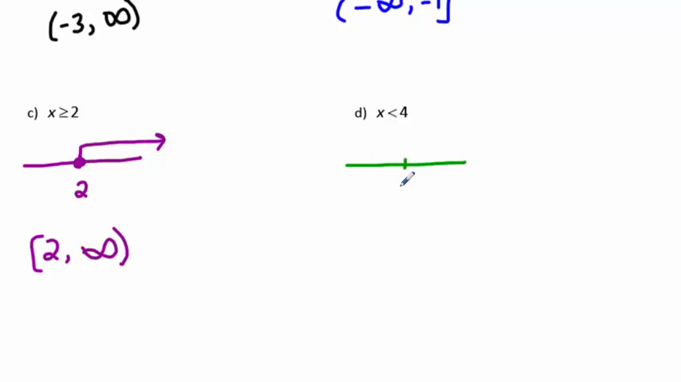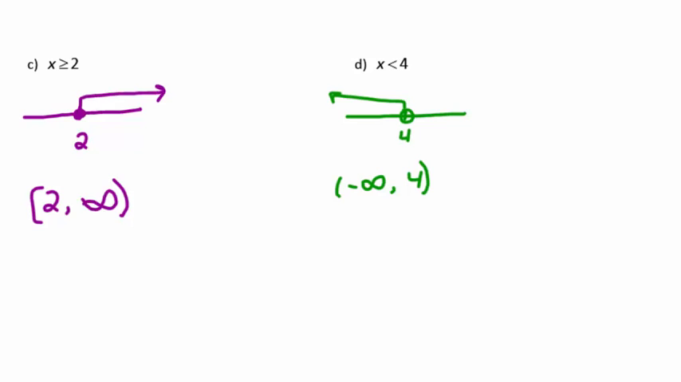Last, we have 4. 4 gets an open circle. 4 is not actually included. x is less than 4. Less than 4 values to the left. The smallest possible value, if you were to go all the way down, would be -infinity. Up until 4, 4 being the largest, but 4 is not actually included, so parenthesis instead of a bracket there.